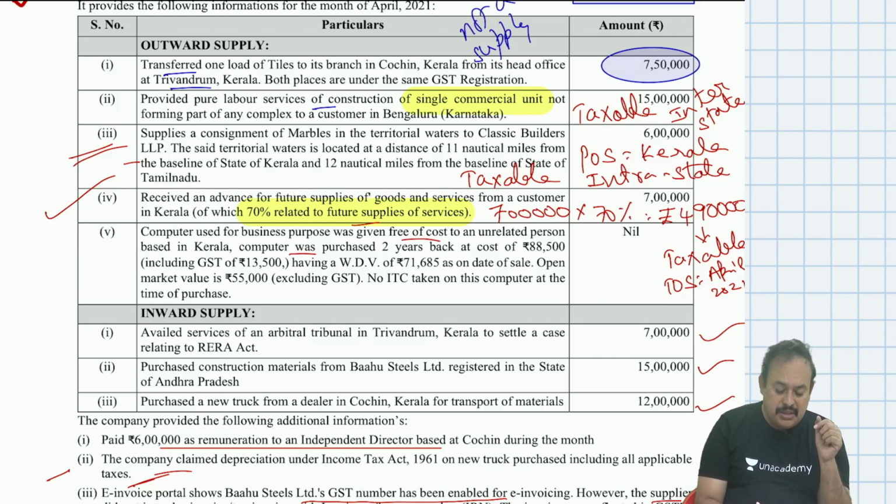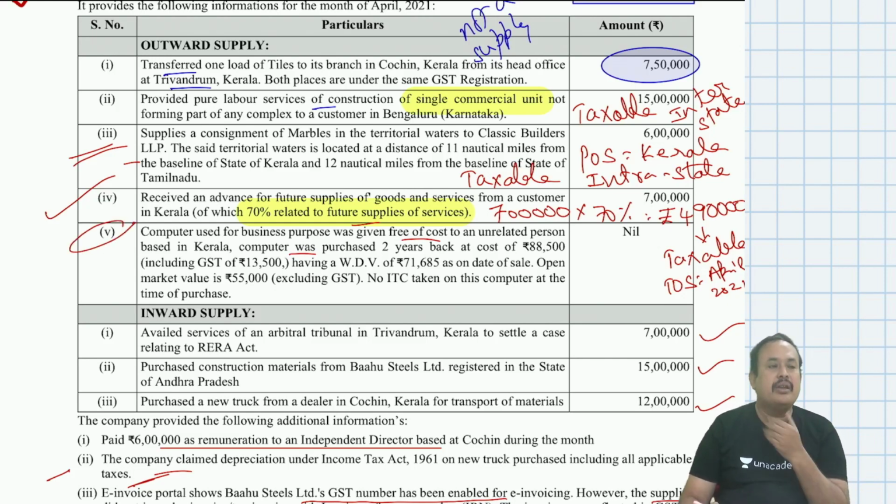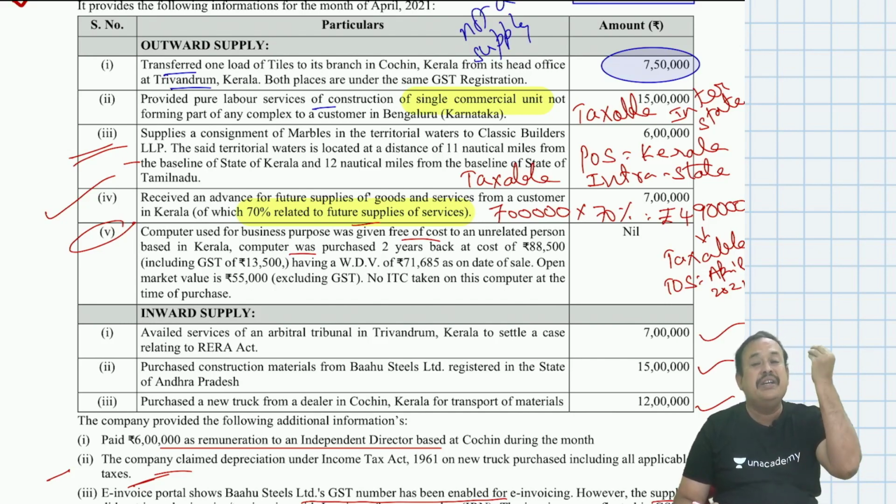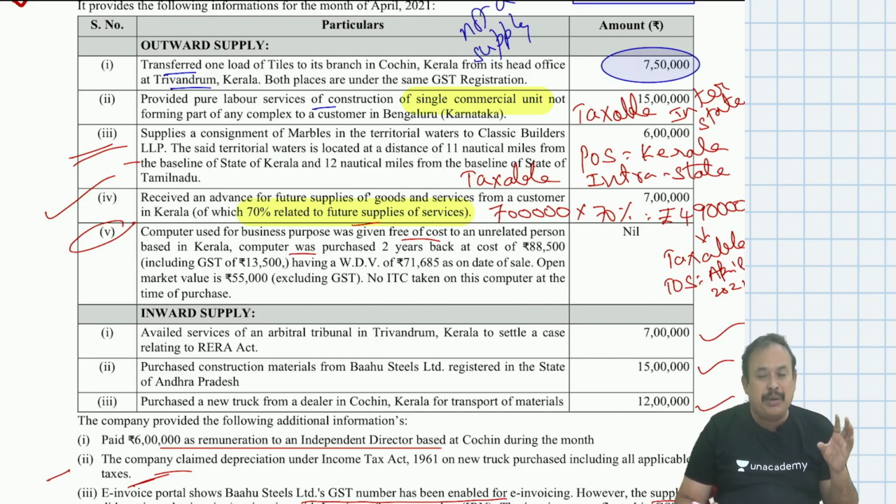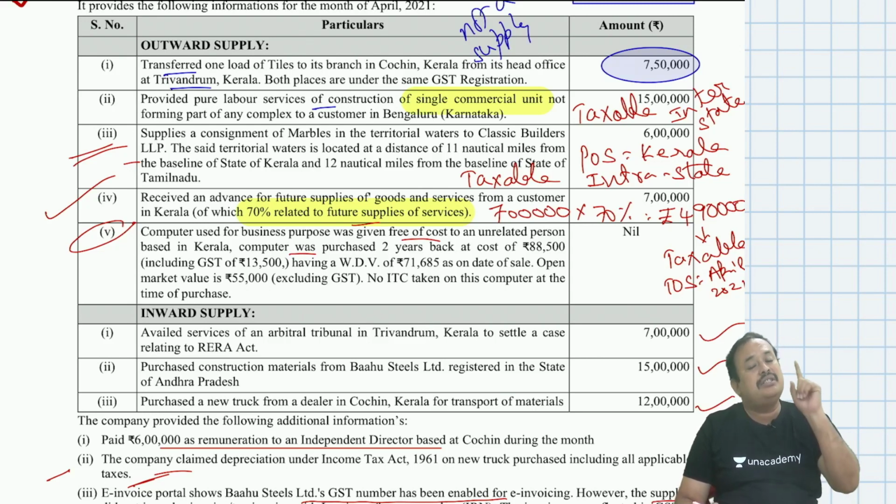Further, my dear friends, point number 5. Computer used for business purpose, that means the business asset has been transferred free of cost without any consideration. If there is no consideration, there is no supply, so GST will apply only if it is covered under Schedule 1. Under Schedule 1, permanent transfer of business assets on which input tax credit has been availed.